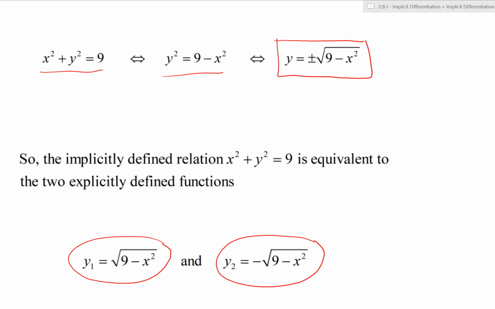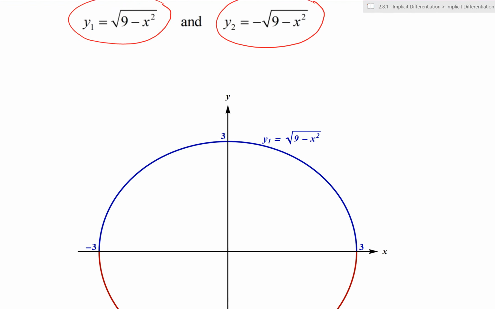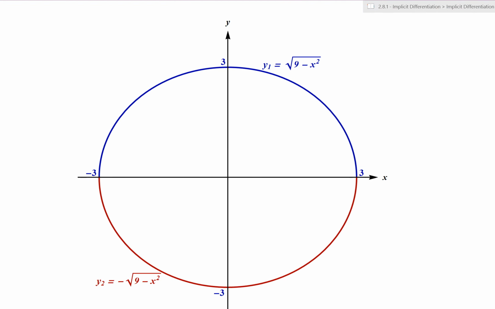You combine those together, we get the entire circle of radius 3 centered at the origin. But here we have two specific functions that are actually both explicitly defined. And so that's what this picture shows right here. It's the same circle, except you see the blue part, that top semicircle, that's the function y1 is equal to the positive root of 9 minus x squared, whereas the semicircle that is below the x-axis is the other function, y2 is negative root of 9 minus x squared.